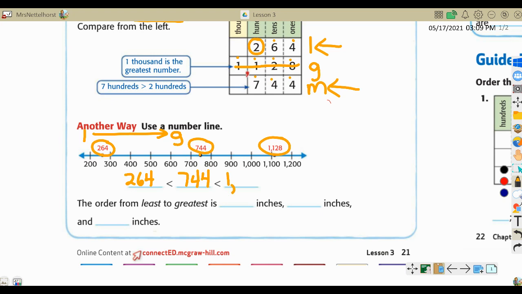So 1,128, you must have the comma. Okay, so the order from least to greatest is 264 inches, 744 inches, and 1,128 inches, put the comma in. Okay, let's go to the next page.